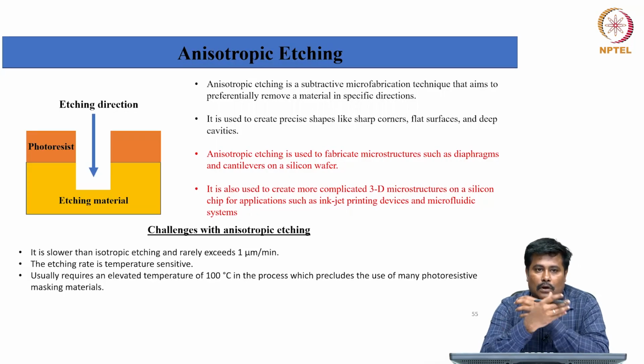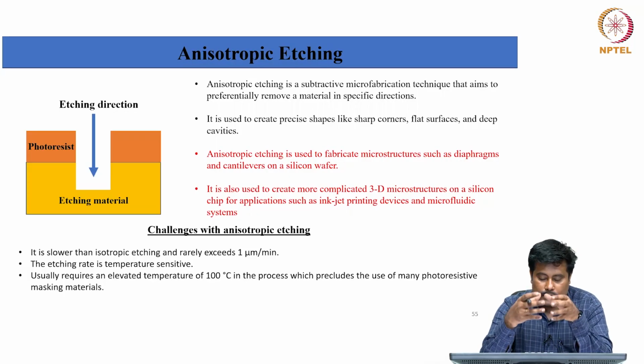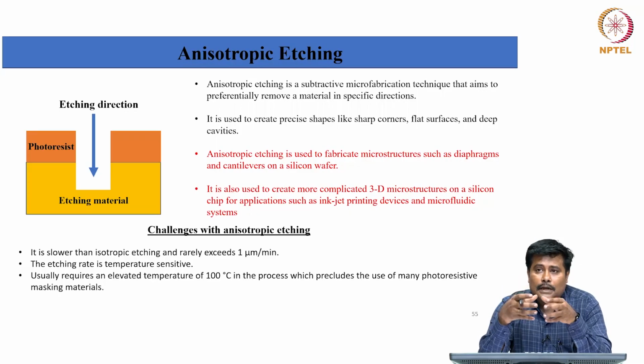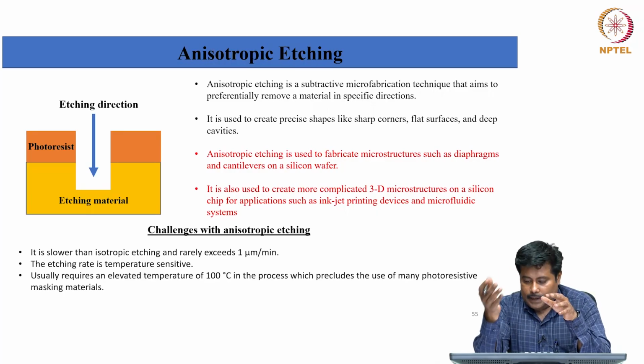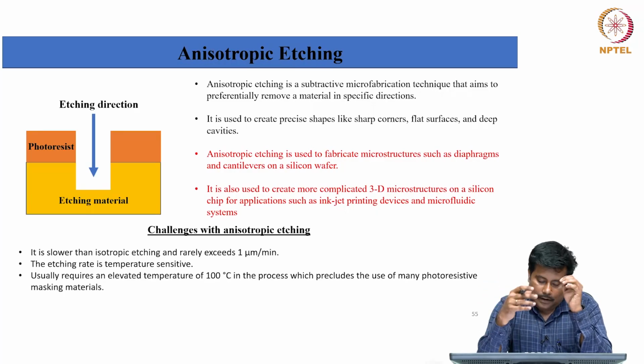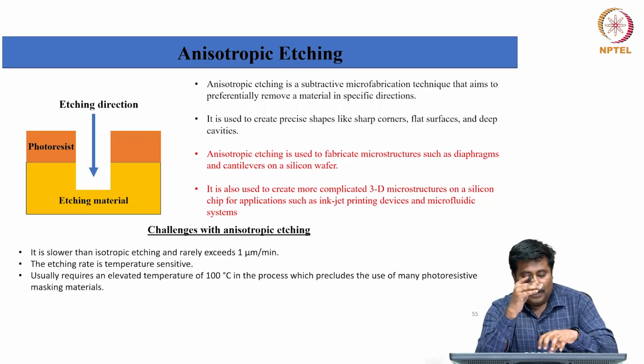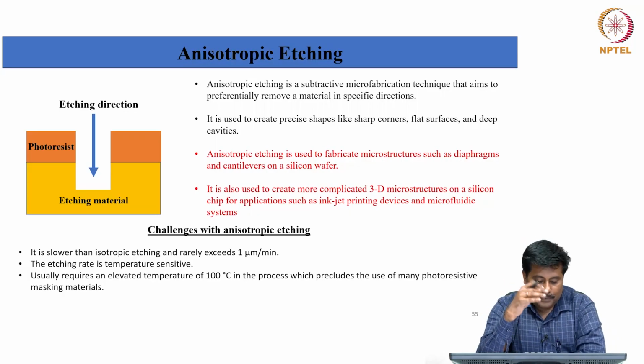It is also efficiently used to create more complicated 3D microstructures on a silicon chip for applications such as inkjet printing devices and microfluidic systems. So, these are some of the applications of anisotropic etching.